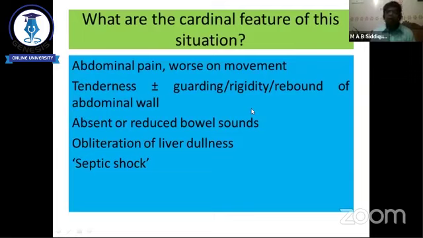Another important feature is absent or reduced bowel sounds. In the late stage of perforation, bowel sounds are absent. Absent bowel sounds are one of the clinical features of generalized peritonitis. Also, obliteration of liver dullness is an important clinical finding in generalized peritonitis. The patient may also present with septic shock, and other clinical features may be present. But these are the most important findings of generalized peritonitis.